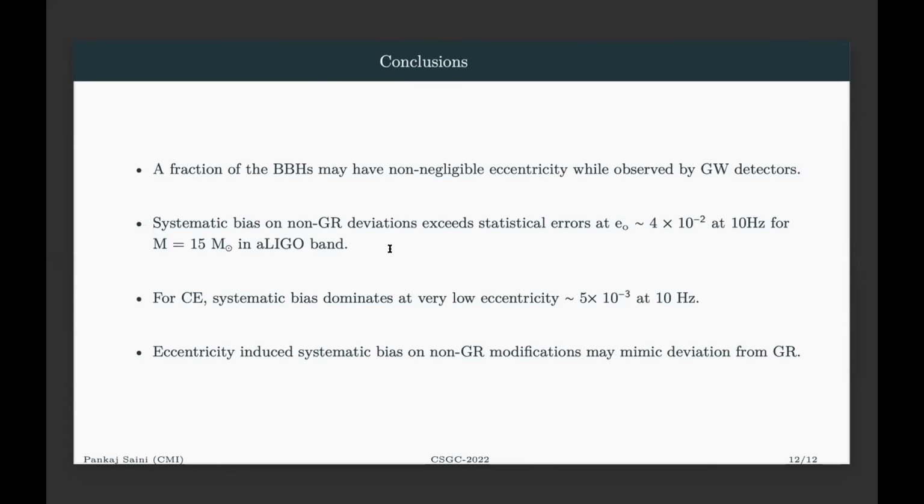So just to conclude, a fraction of binary black holes may have non-negligible eccentricity while they are observed in the ground-based detectors, depending on the formation history. And the use of circular waveforms will introduce systematic biases in these deviation coefficients. For advanced LIGO, this eccentricity is around 4 times 10 to the power minus 2, and for CE, the eccentricity is around 5 times 10 to the power minus 3. So these eccentricity-induced systematic biases will mimic the deviations from GR, and controlling the systematic biases due to eccentricity will be of great importance for the third generation detectors. Yeah, so thanks for your attention.